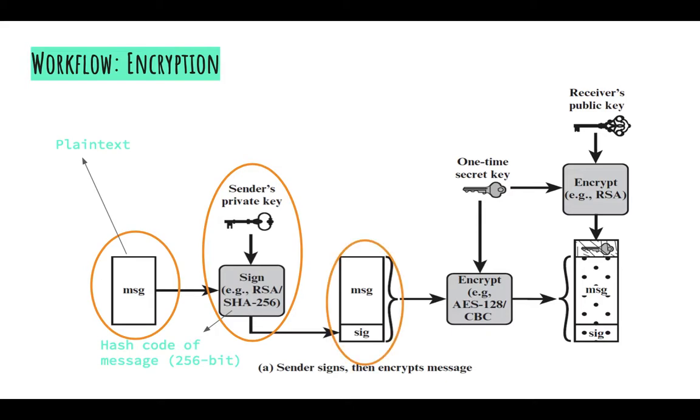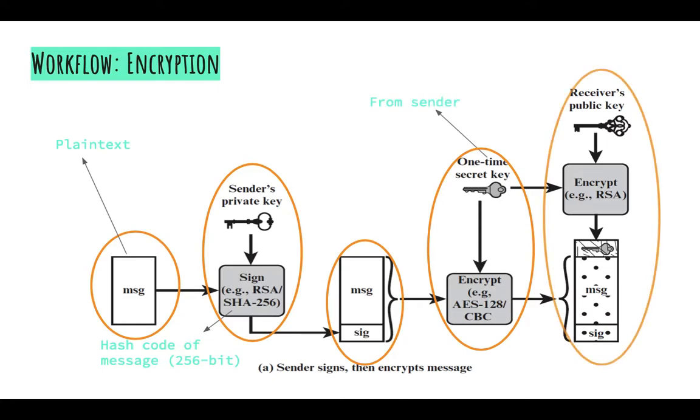Then the plain text message and the signature are encrypted as a single block using symmetric encryption, which is the AES-128 algorithm combined with cipher block chaining, with a one-time secret key generated by the sender. The secret key is encrypted using RSA with the receiver's public key and included in the message.